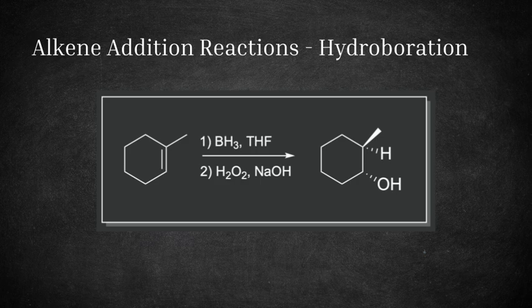The hydroboration oxidation reaction begins with the reaction of an alkene with borane, BH3, in tetrahydrofuran, THF, a solvent that stabilizes the borane. This step, known as hydroboration, is followed by an oxidation step, where the resulting organoborane intermediate is treated with hydrogen peroxide, H2O2, and sodium hydroxide, NaOH. Together, these steps yield an alcohol with anti-Markovnikov regiochemistry and syn stereoselectivity. Let's break down each of these steps in the reaction mechanism of hydroboration oxidation.